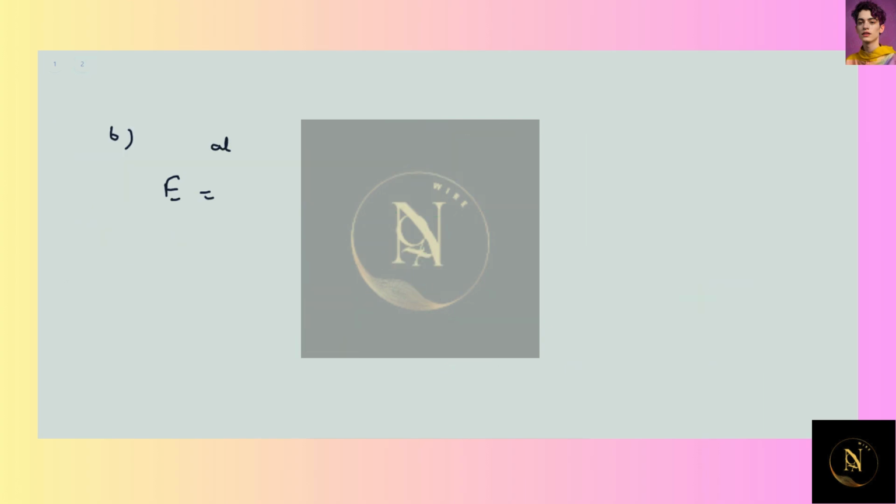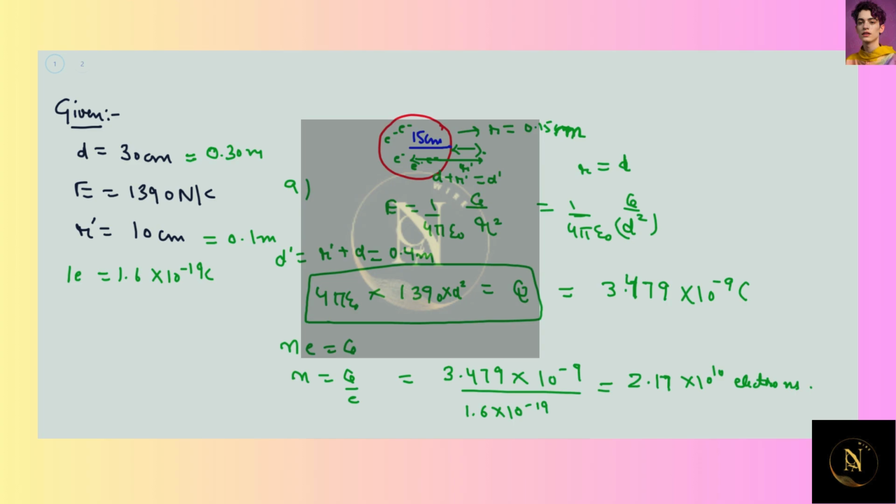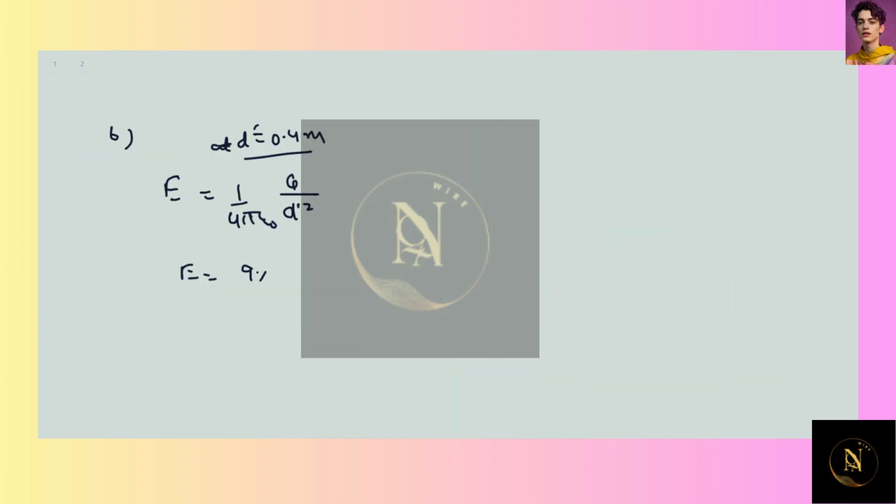So we are finding out at d prime equals 0.4 meter. So again using this formula, 1 by 4 pi epsilon naught Q over d prime square. So Q we already know. So Q is our 3.479 into 10 raised to minus 9 over 0.4 square. So this gives us equal to 5 into 10 raised to power 2 Newton per coulomb.